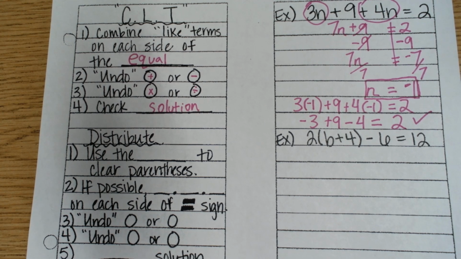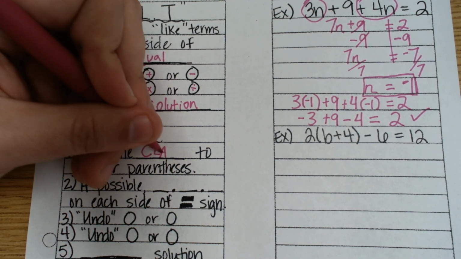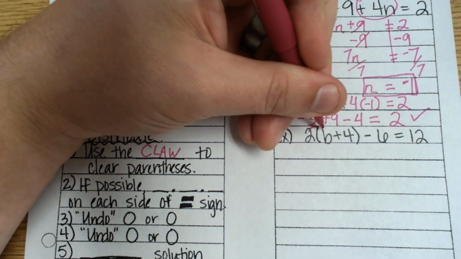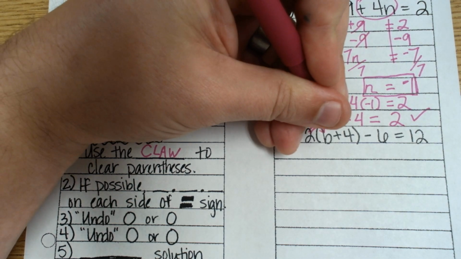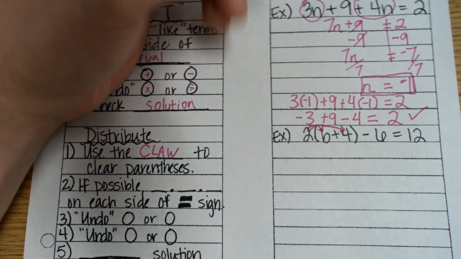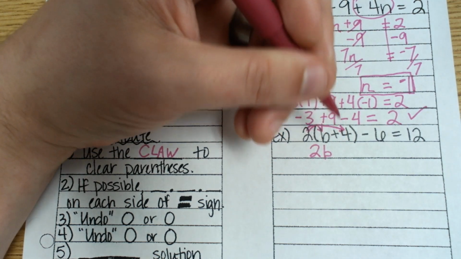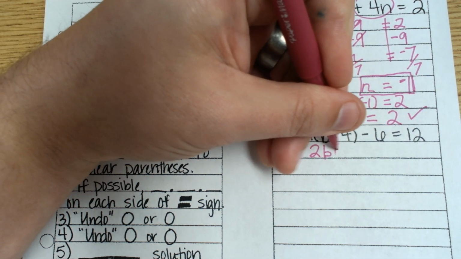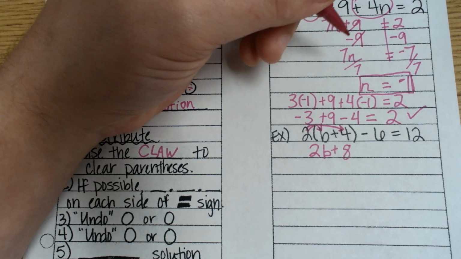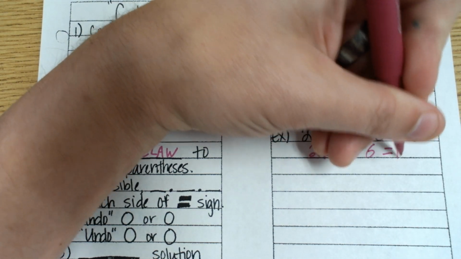Next, with my distributive property, I'm going to use the claw to clear out the parentheses. So this 2 reaches in there to the b and to the 4, and it's going to multiply by both of them to clear it out. 2 times b gives me just 2b, and 2 times positive 4 gives me a positive 8. The rest can be brought down, so minus 6, that equals 12.